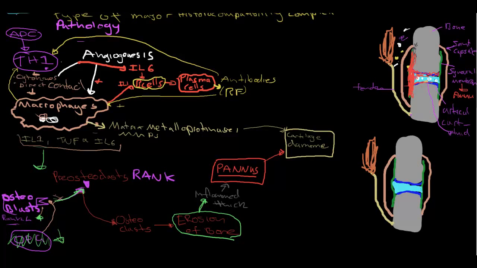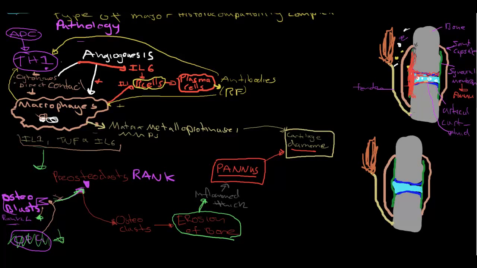There you go. Pannus. So that causes you cartilage damage. And there's all this bone damage going on at the same time. Cartilage damage. So what haven't I talked about?